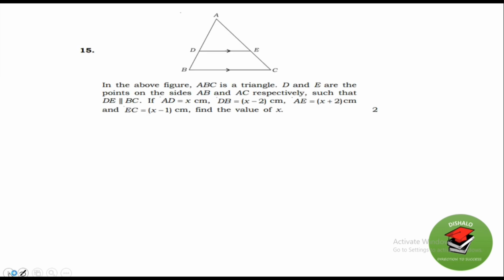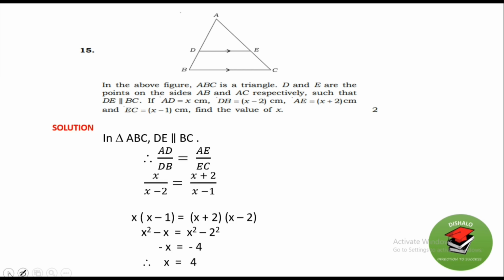Let us see the next question. In the above figure, ABC is a triangle. D and E are the points on the sides AB and AC respectively, such that DE is parallel to BC. If AD is x centimeter, DB is x minus 2, AE is x plus 2 and EC is x minus 1, you have to find the value of x. So let us see the solution.